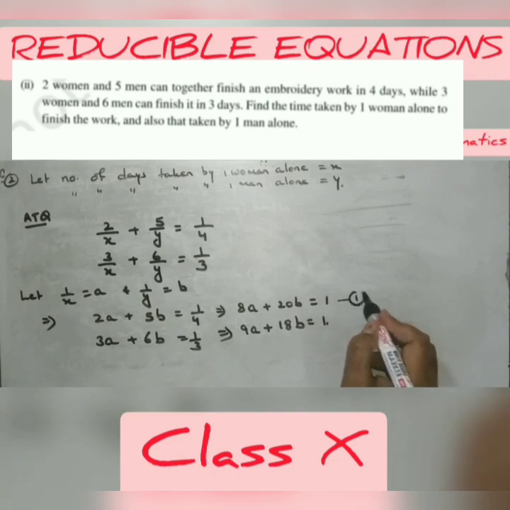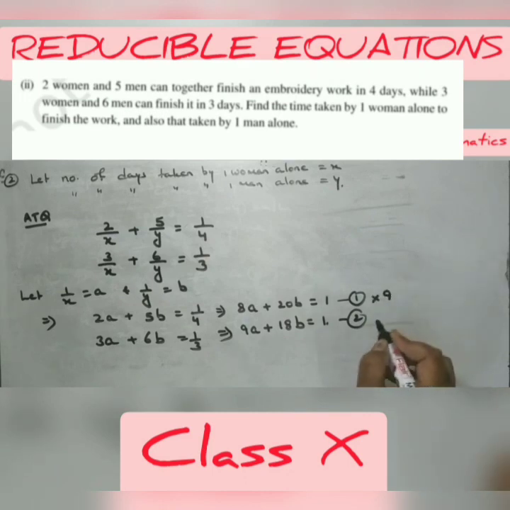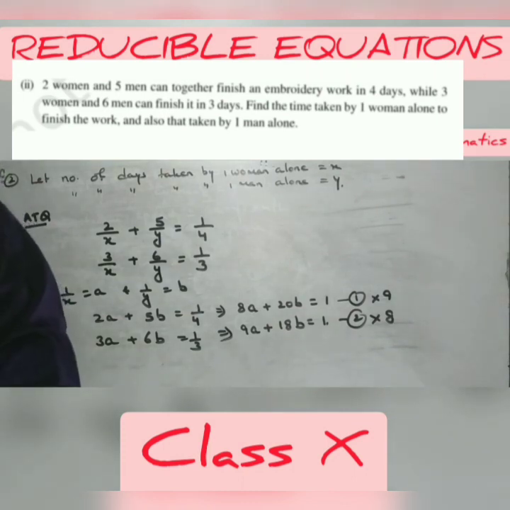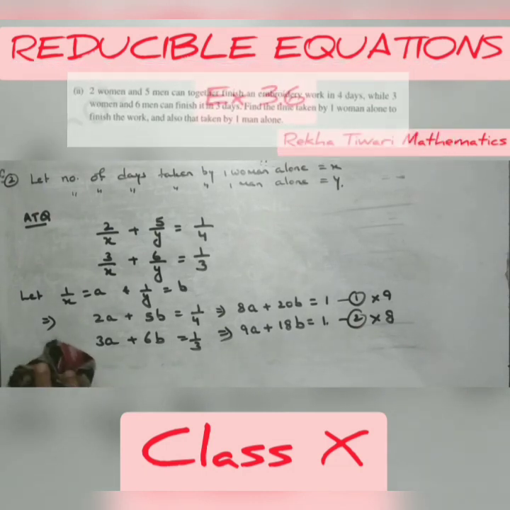So this is equation 1, this is equation 2. To make the coefficients equal, 9 8s are 72, so you have to multiply this equation by 9 and this equation by 8. Solve yourself, you will get your result. Move to the last part of this exercise.